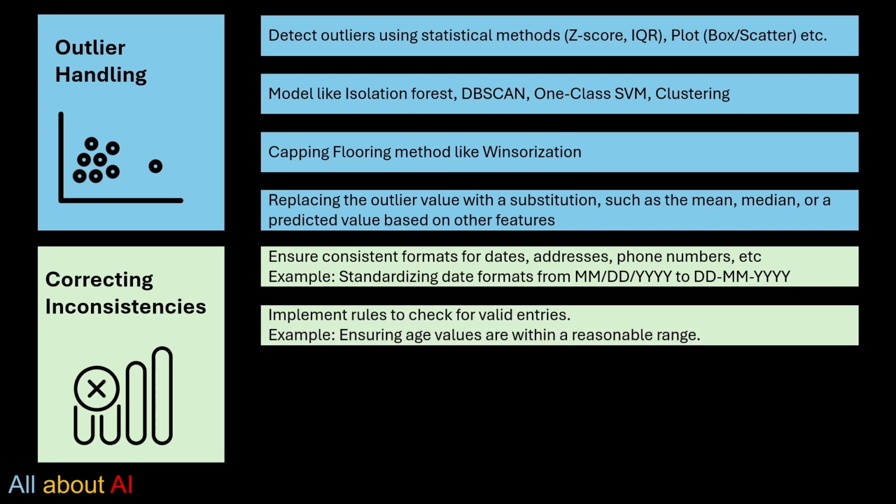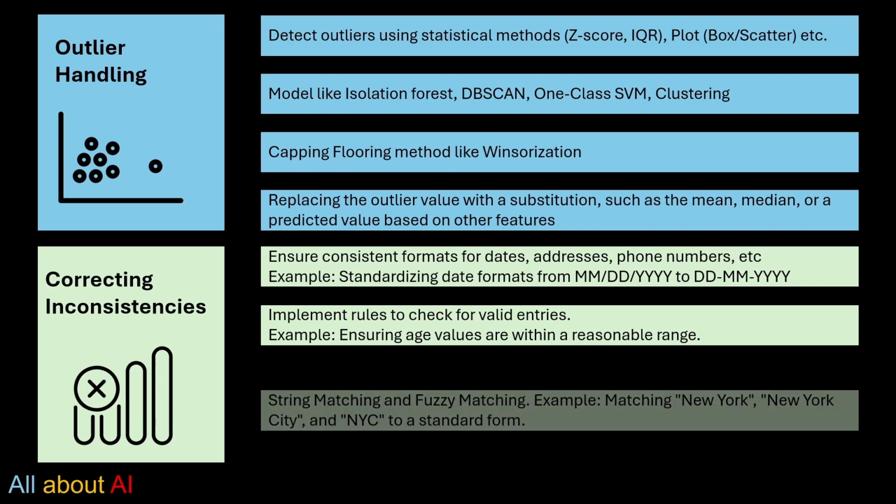Also, it is required to implement rule checks to validate that the entries are legitimate. Say age. We know the age cannot be less than 0, or more than, say, 120. So if something is beyond that, we should have a mechanism to fix it.